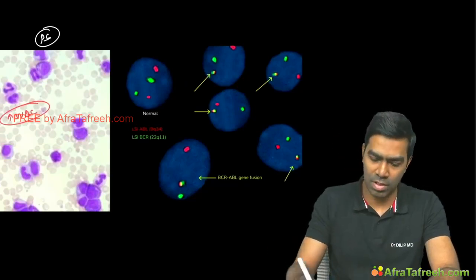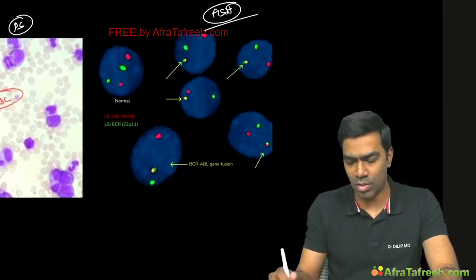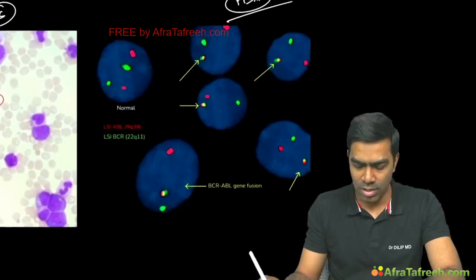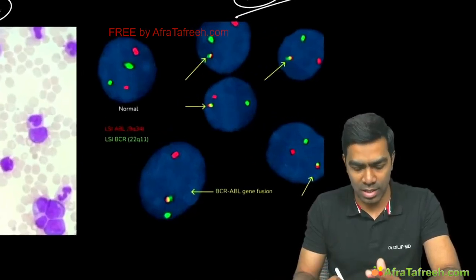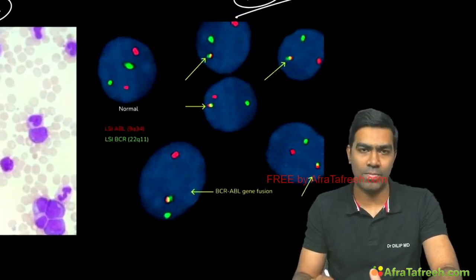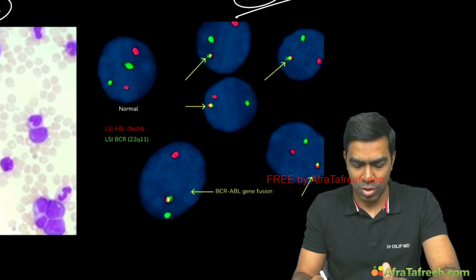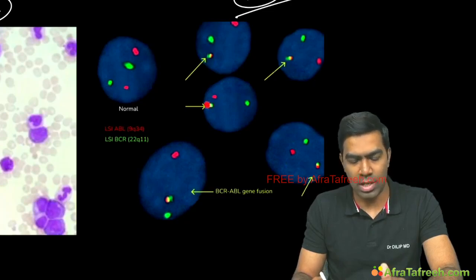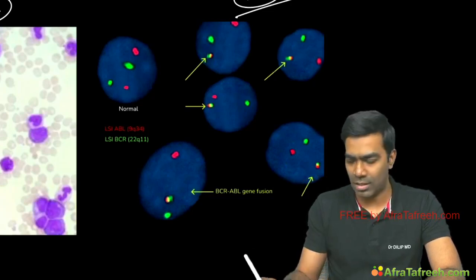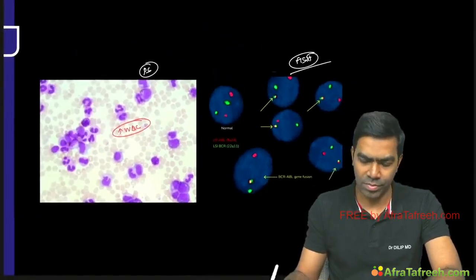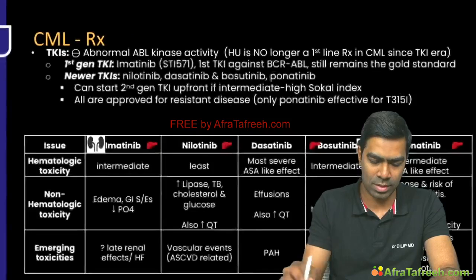Here is an example of fluorescent in situ hybridization (FISH) showing the BCR-ABL fusion. You can notice that the BCR probe is tagged in green and the ABL probe is tagged in red. If you notice, in most of the cells there is a fusion of the red probe and the green probe, indicating that there is BCR-ABL fusion. That confirms Philadelphia positivity, and that's equal to diagnosis of CML in appropriate situations.